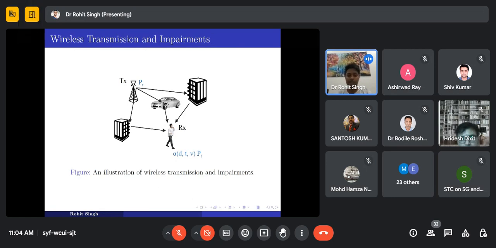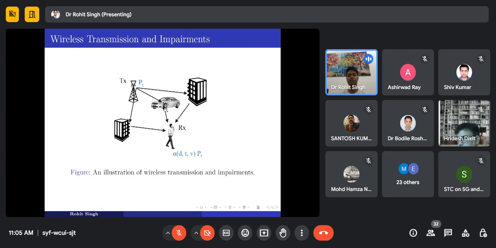For example, as shown in this figure, the power is delivered to the user via different media. So not only one component, a user receives different components, and the number of components depends on the number of entities present in the environment. In this case, there are 3 entities and the user gets power from the reflected part from all these entities.